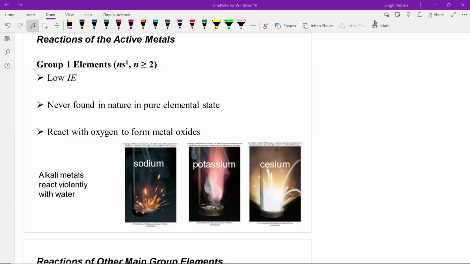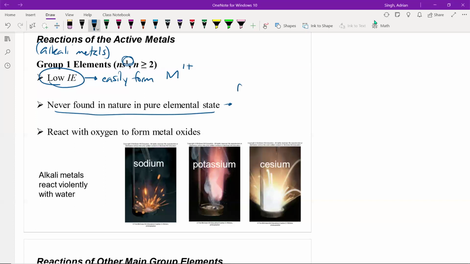All right, so let's take a look now at the first group, the group 1 elements. All right, remember these are the alkali metals. These generally have low ionization energy, so they easily form our metal, let's say M, with a charge of 1+, right? They have that one valence electron that they can give up very easily, and as a result, they're never found on their own in nature, right? They're actually found in combination with other things because they're so reactive.